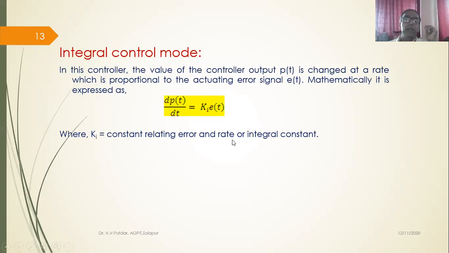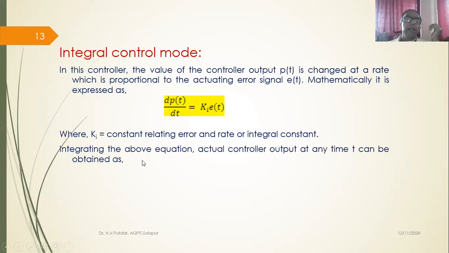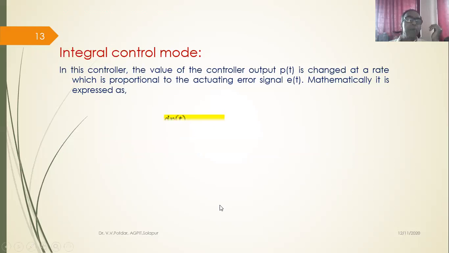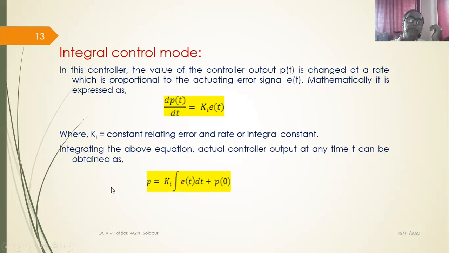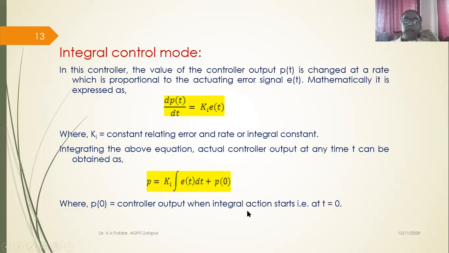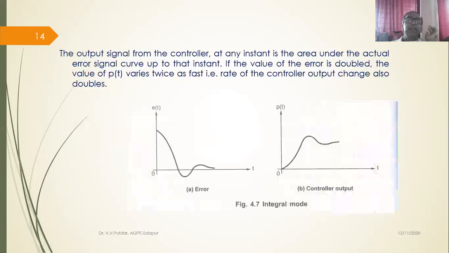Ki is the constant relating to error and integral rate constant. Integrating the above equation, actual control output at any time t can be obtained as C. That's what I was telling. Integrating both the sides, I get P, or P as a function of t, is equal to Ki integral e dt plus P naught. P naught is the controller output when integral action starts, that is at time t equal to 0. Right? This is P naught. This is regarding integral control action. Right? Okay.